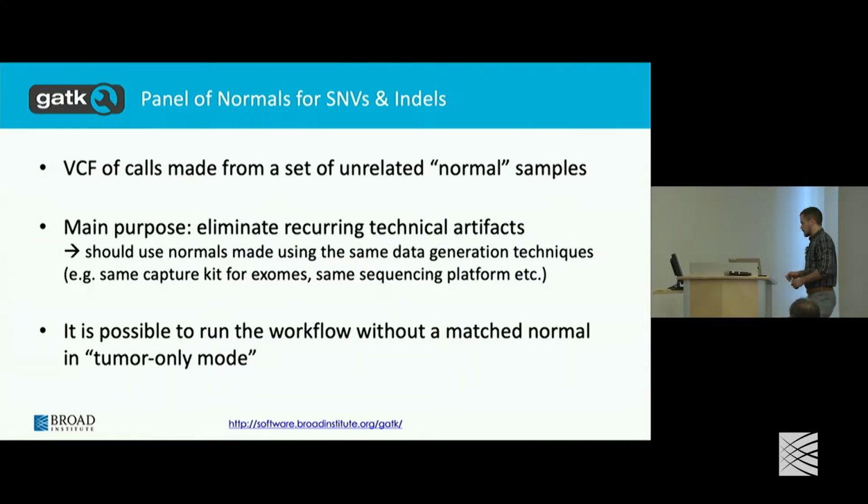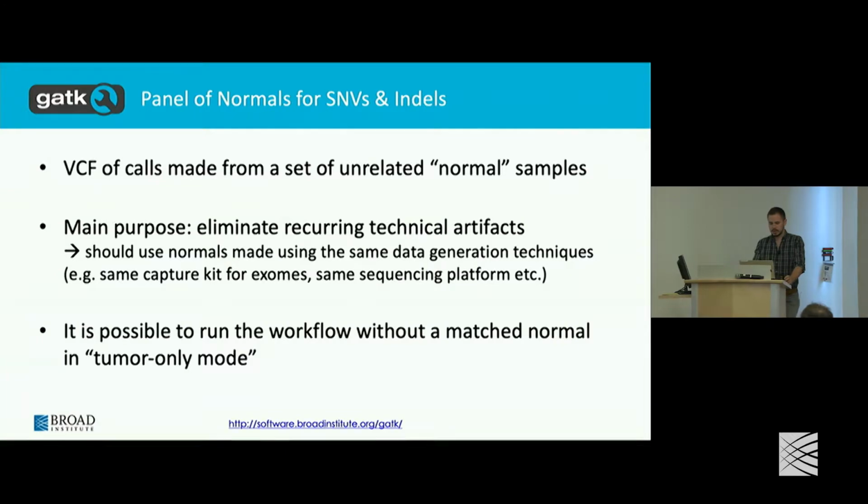It also helps to run the workflow on the samples that we don't have a matched normal for. So we can run the tool in tumor-only mode, and then we can provide panel of normals and also the population allele frequencies to be able to get rid of the possible germline signal.